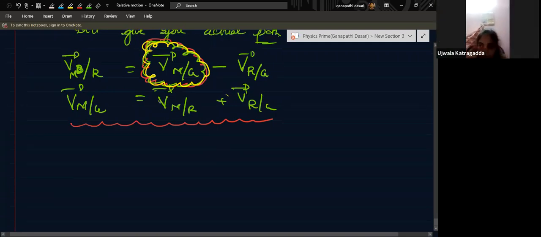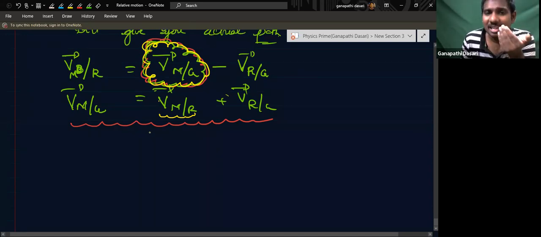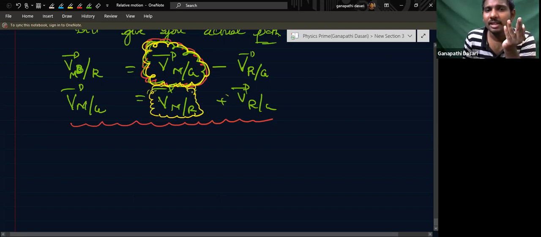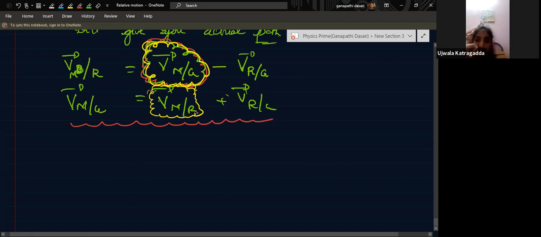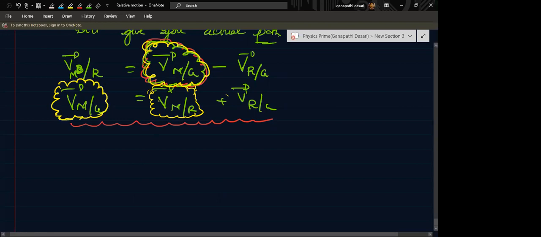Generally, the exam will give information about this one. How the man can swim in the river, what is the velocity of the man in still water with respect to water. This is actually the given velocity of the man. In questions, what you should do is vectorially add this with the velocity of the river with respect to ground. Then you will get the velocity of the man with respect to ground, which is of prime importance to you.